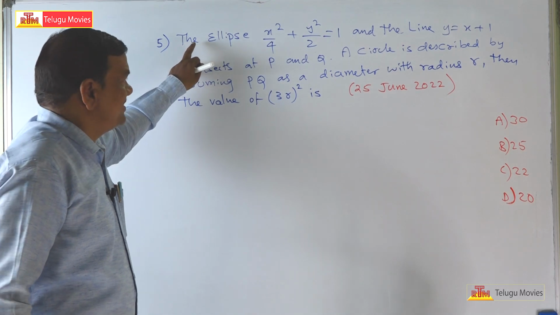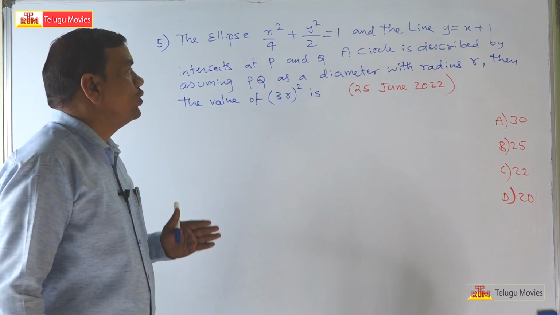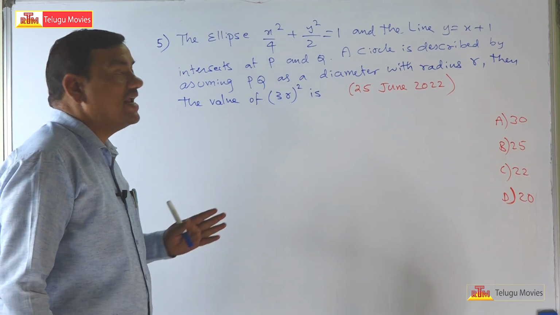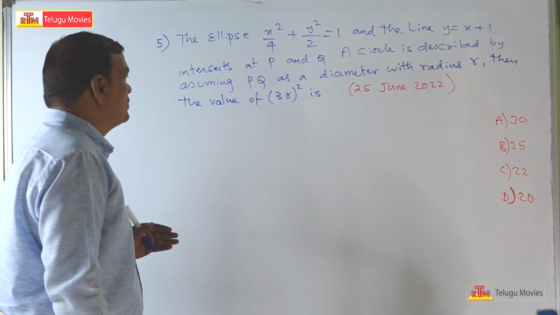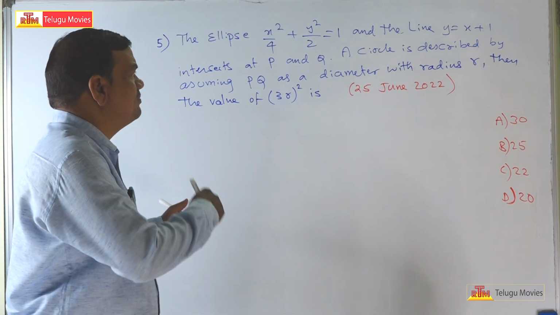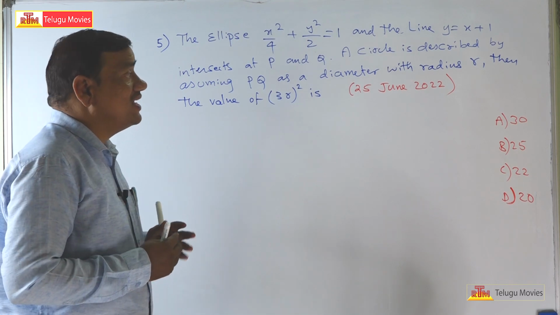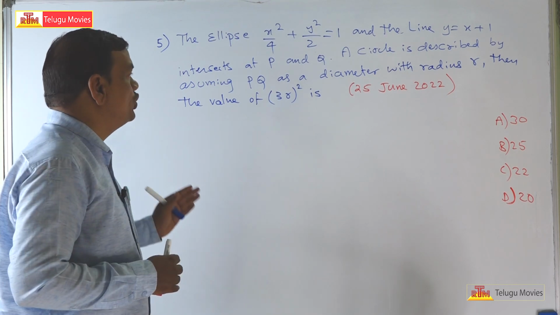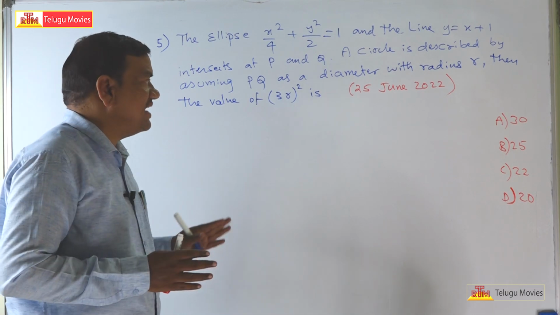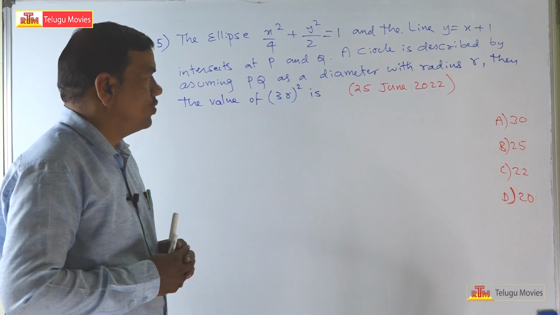The fifth problem: the ellipse x square by 4 plus y square by 2 is equal to 1 and the line y is equal to x plus 1 intersect at P and Q. So the ellipse and the line both are intersecting at P and Q. A circle is described by assuming PQ as diameter with radius r, then find the value of 3r whole square.